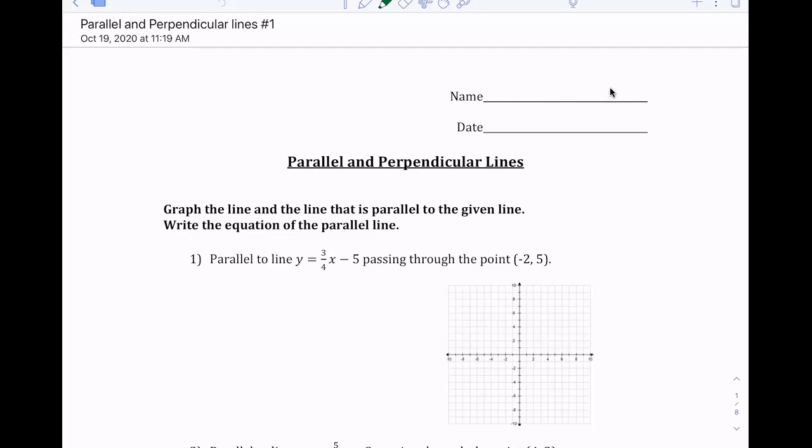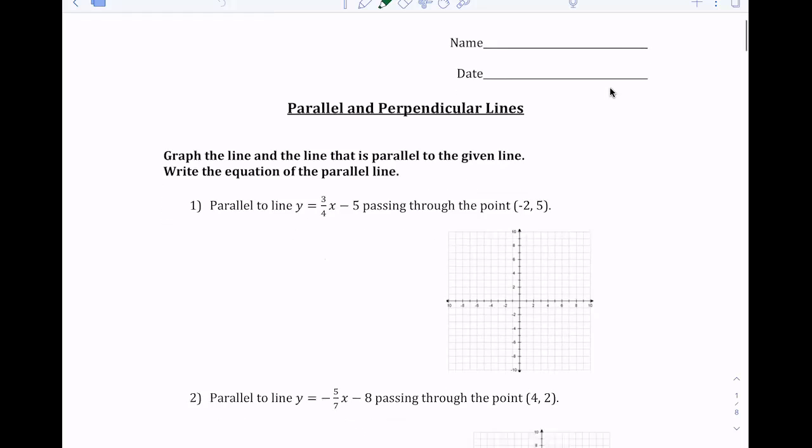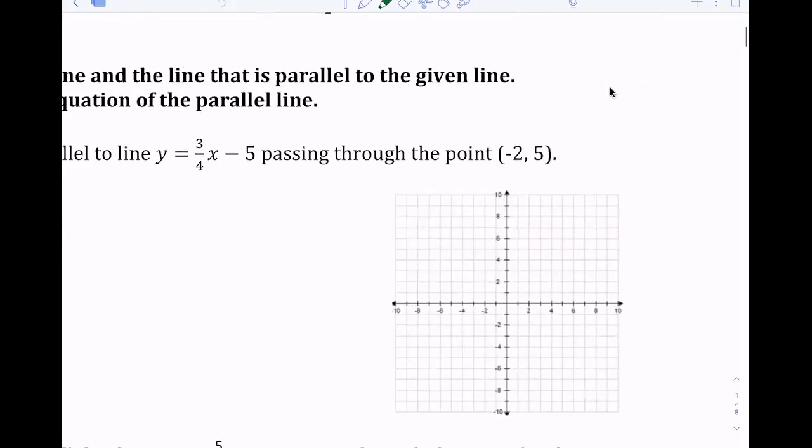It says, graph the line and the line that is parallel to the given line. Then write the equation of the parallel line. So that's a lot of work. All right, so here we go. I'm graphing 3/4 x minus 5. So who remembers how to graph 3/4 x minus 5?